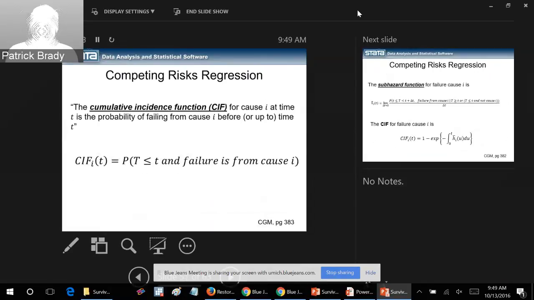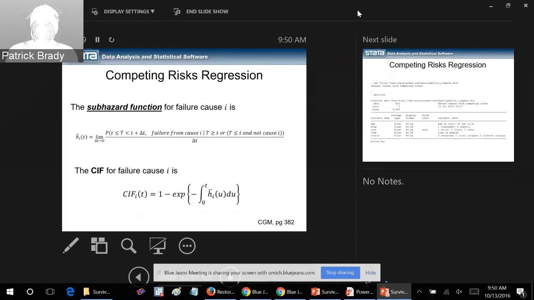Then the next thing that's kind of unique to competing risks regression is something called the cumulative incidence function. It's for cause i at time t. It's the probability of failing from cause i up to whatever time I'm interested in. So I'm just writing this as the probability that they experience breast cancer recurrence at or before time t. So that's going to be the cumulative incidence function.